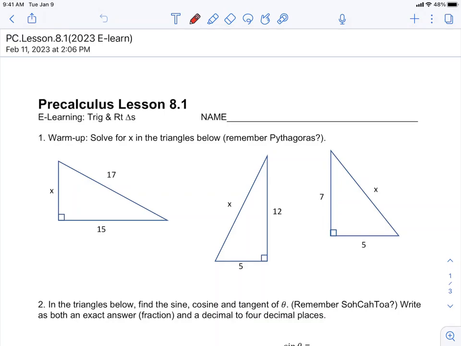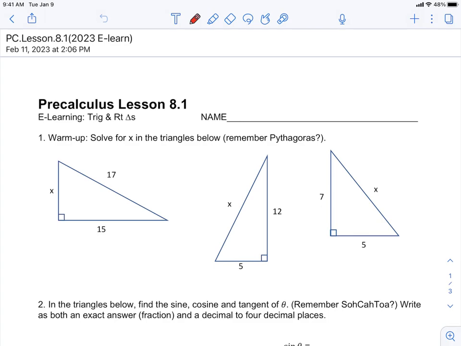Hello, this is Mr. Ferris, and I'm going to walk you through Pre-Cal Lesson 8.1, which is the first lesson in the next chapter that applies trigonometry to right triangles. So this may actually be more of a review of some of your geometry than anything else. If you downloaded the lesson from Canvas, it should be this page here, and the warm-up is simply to use the Pythagorean theorem to solve for x.